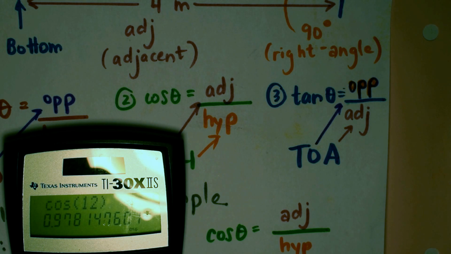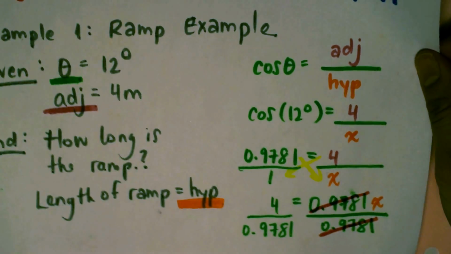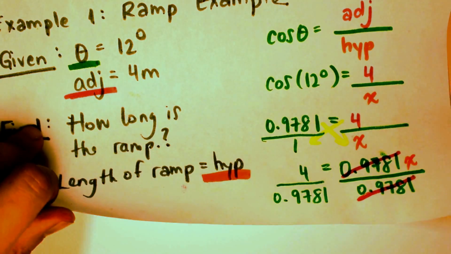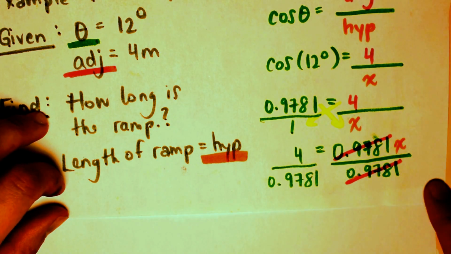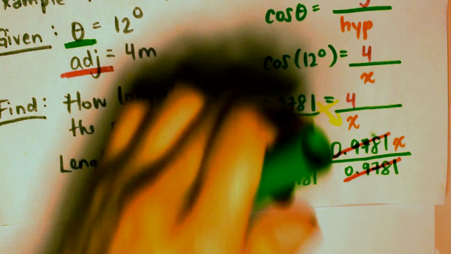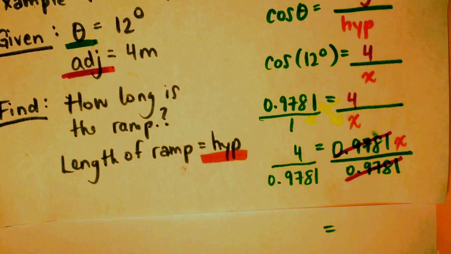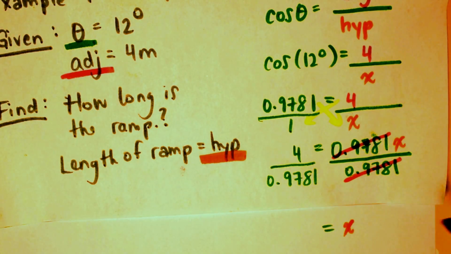Whatever we do to the right side, we have to do to the left side. So we're going to divide 4 divided by 0.9781 as well. So I'm just going to continue that. I hope you guys can see. I'm sorry. I'm going to continue that down here. So now finally, guys, try to line up your equal signs as well. Put my equal sign in. On my right side, I still have my x, which I can finally solve.